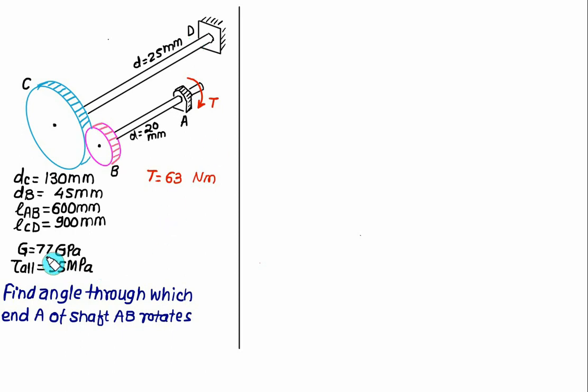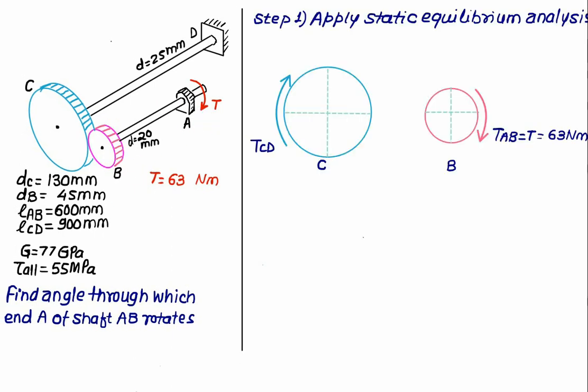Value of G is given as 77, allowable shear stress is given as 55 megapascal, externally applied torque is equal to 63 Newton meter. We want to find out the angle through which the end A of the shaft AB will rotate. If we apply a torque equal to 63 Newton meter to the shaft AB, then how much torque is available for the shaft CD, that you have to calculate.